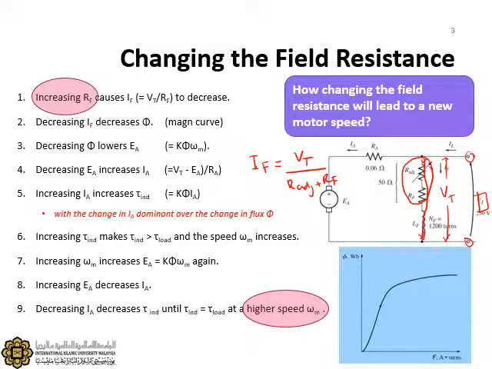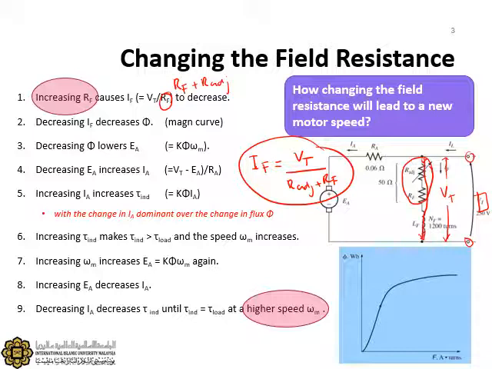This variable resistance plus RF. In this slide it's supposed to be RF plus R adjustable, which in many places we just simply call RF, referring to the sum of these two resistances. Right, so we've got this equation: IF is equal to VT over R adjustable plus RF.